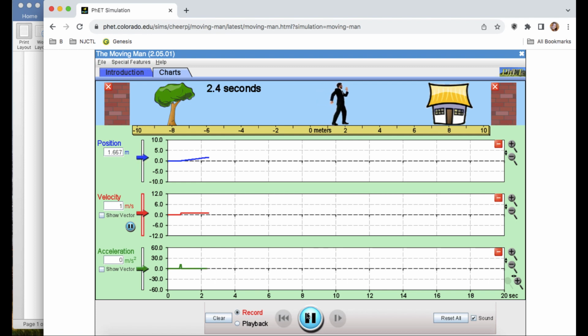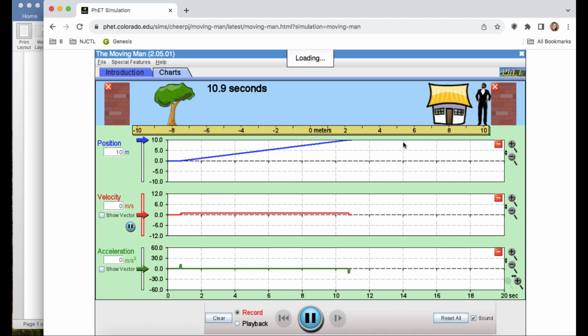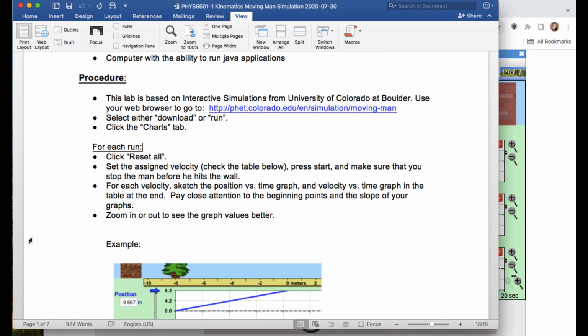All right, so we can see that our position graph is increasing, a straight line up. Our velocity graph is a horizontal constant line with a value of one. We're going to stop him before he hits the wall, although I'm kind of curious what's going to happen if I don't stop him. Let's see. All right, once he hits the wall, his position just remains constant. Not super exciting.